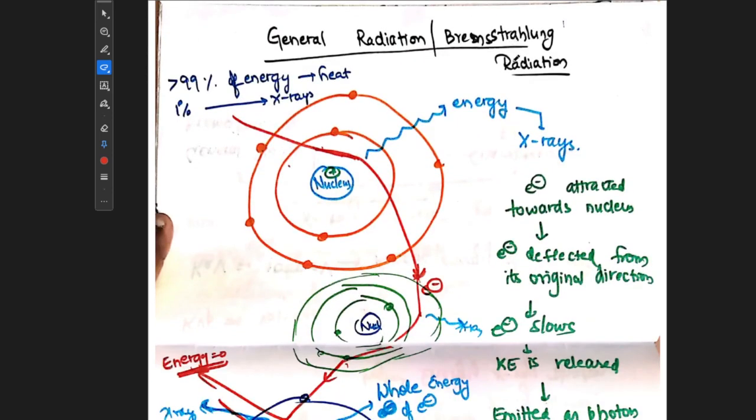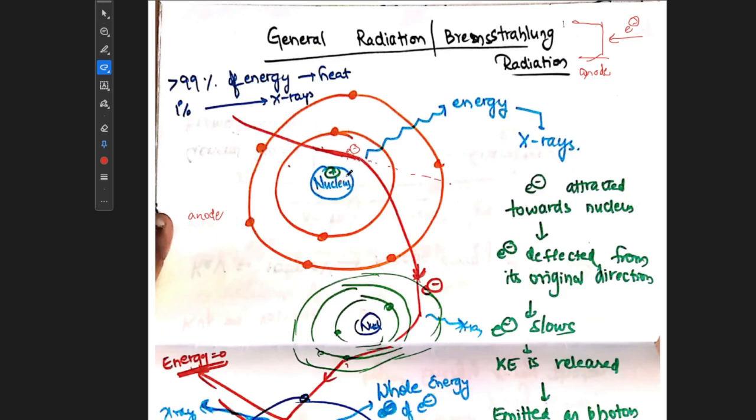So first, what is Bremsstrahlung radiation or general radiation? When the electron hits the target anode, these are the processes that occur. This is the nucleus which is present in the anode. This electron is traveling nearer to the nucleus. When this electron passes nearer to the nucleus of the tungsten atom, the electron has to go in this path, but the nucleus, being positively charged, deflects the electron from its path.